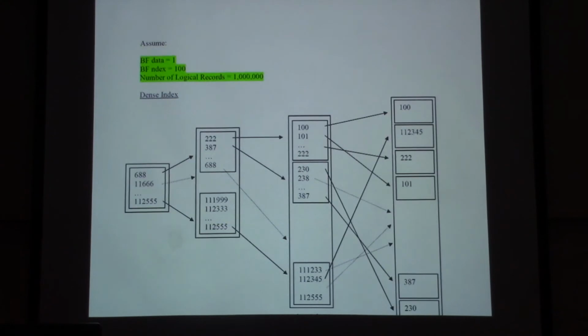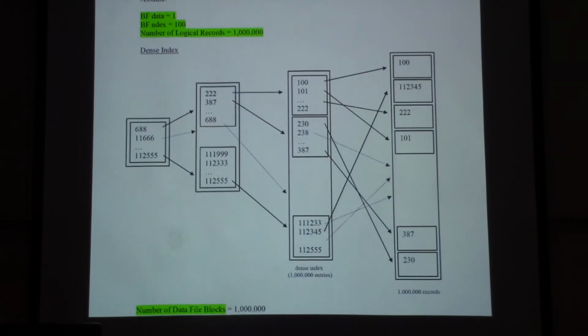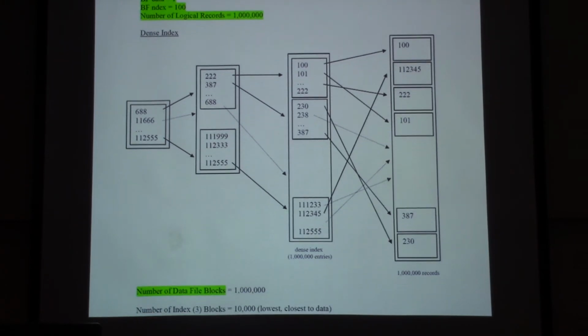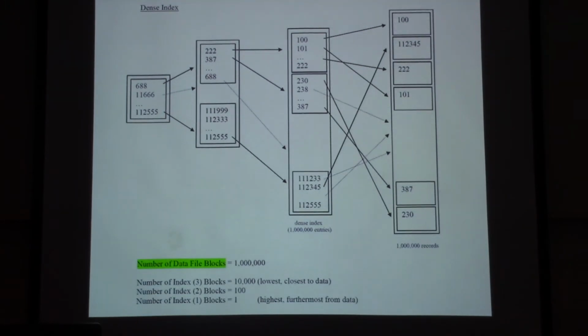not there. But in this example, notice that once I put this in memory, all I have is 1, 2 accesses, and then the third one, and here we go. And that's to access 1 million records. Okay, so you can see that multi-level indexing makes sense.